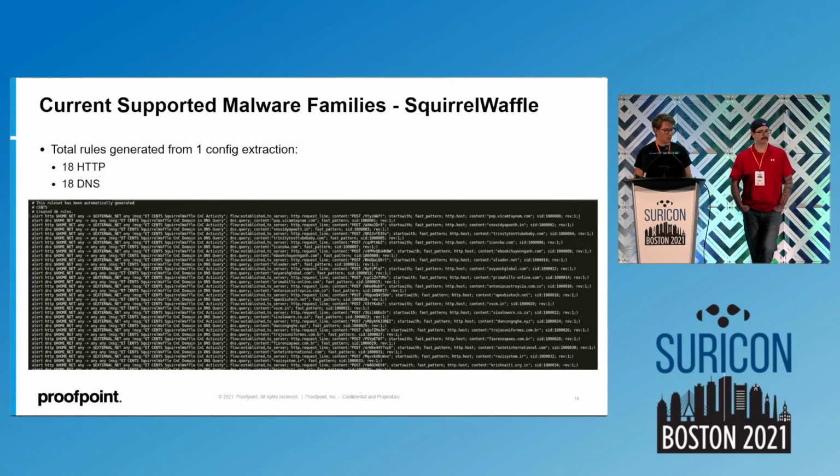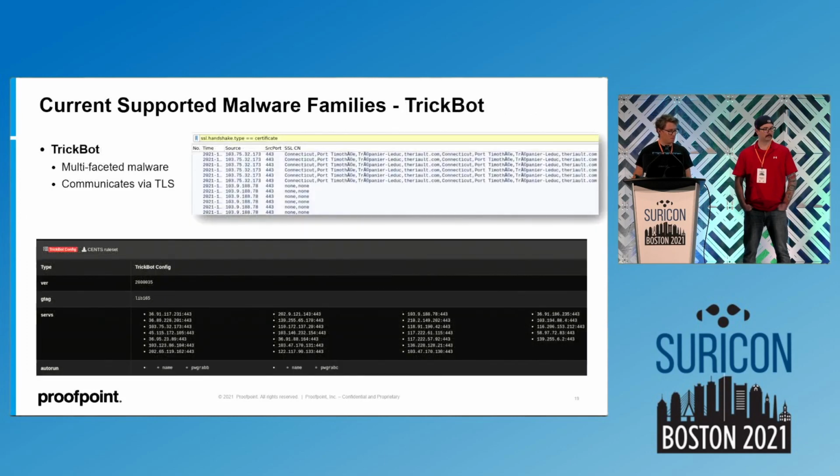So it's kind of a neat little example there. So we created 36 rules out of nowhere, and it took zero effort because it was completely automated for us. So saved a lot of time. I don't know how long it would take anyone in here to write that many rules, but probably too long and not worth it. So here's another example of one that we're supporting, TrickBot.